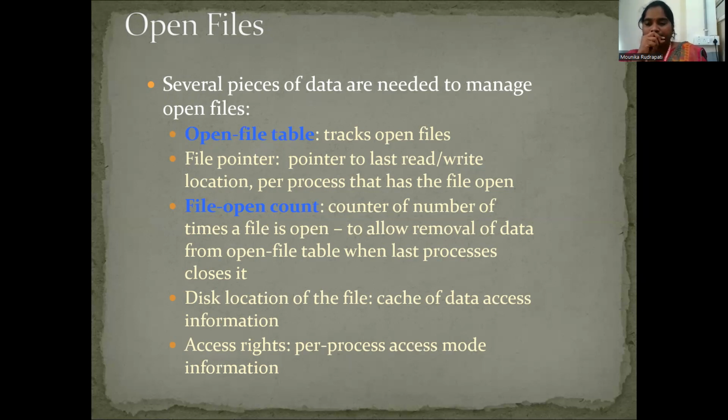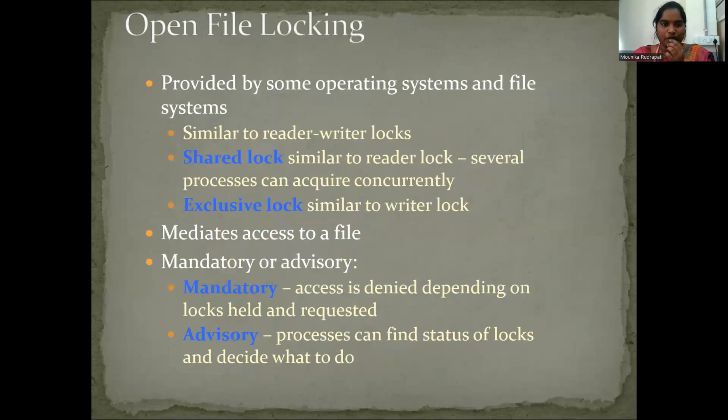The file open count is a counter of the number of times a file is open. If we open the file two times, it shows two, or if we open the file 10 times, it shows 10. This allows removal of data from the open file table when the last process closes it. Then there is the disk location of the file, cache of data access information, and access rights per process.